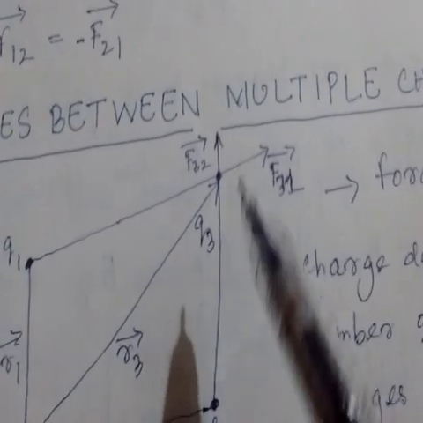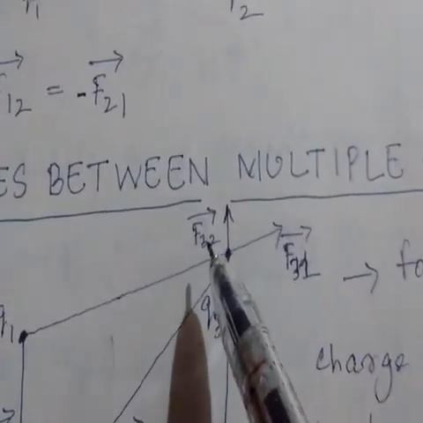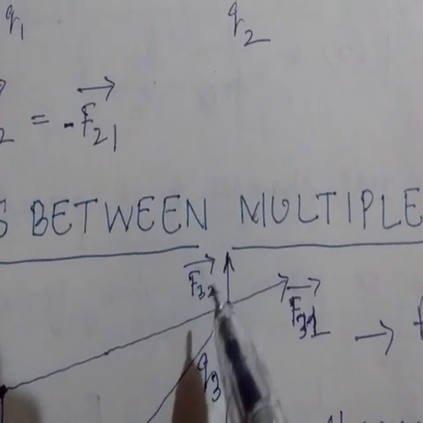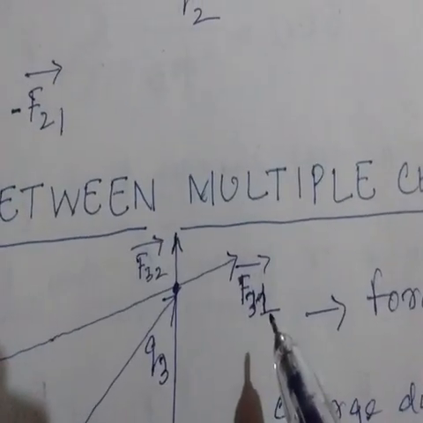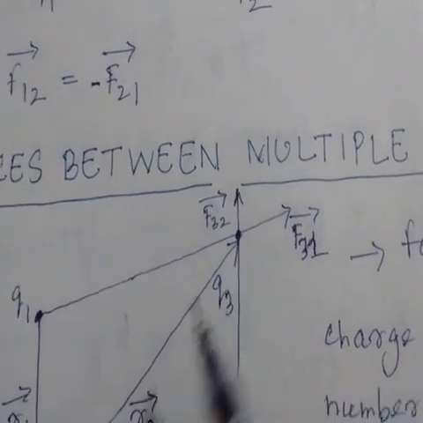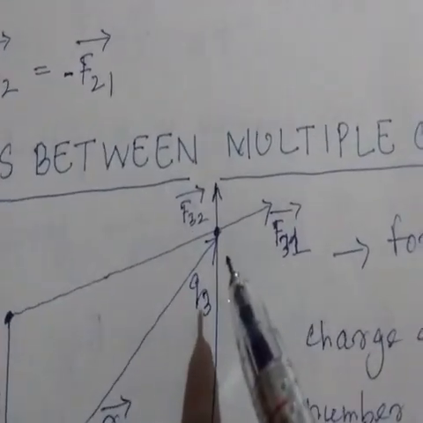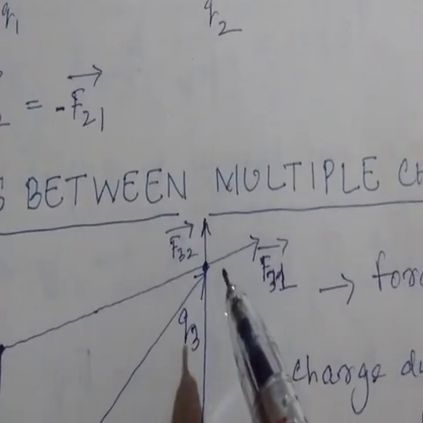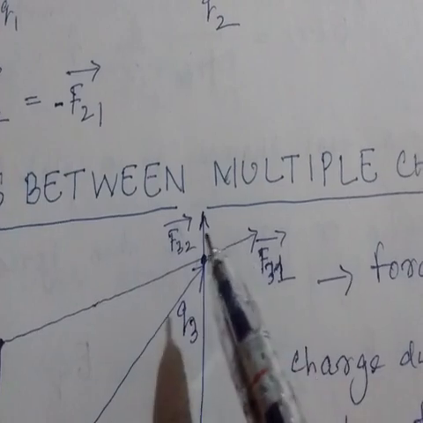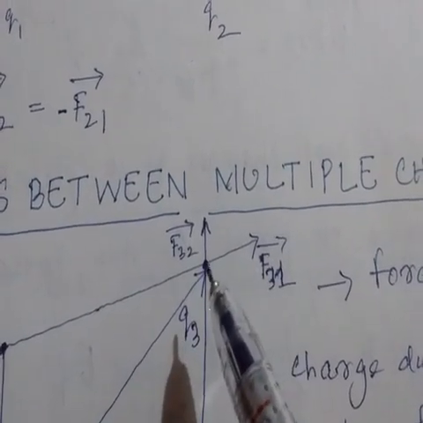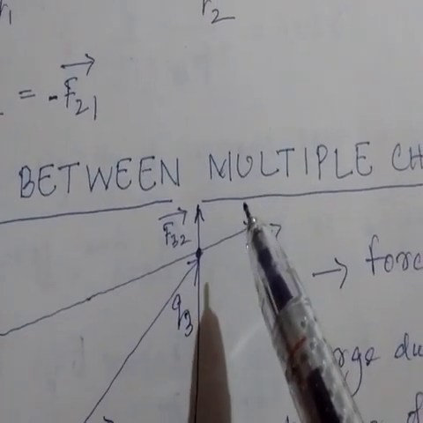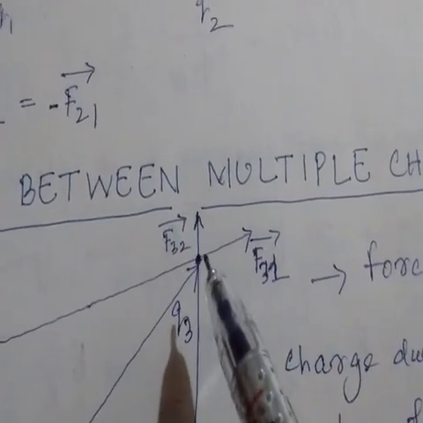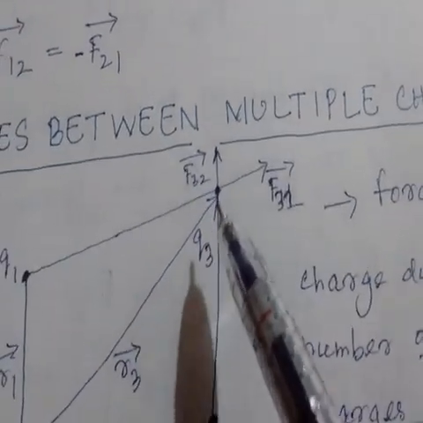Of course, Q2 will apply another force on Q3, that is F32. But it has nothing to do with F31. Now, the total force on Q3 is this one and this one. So the net force will become the resultant of F32 and F31. Whatever direction it is going, no matter, the resultant of F31 and F32 is the net force on Q3.